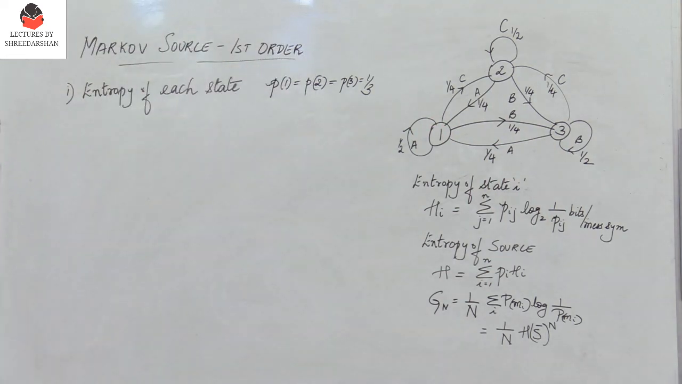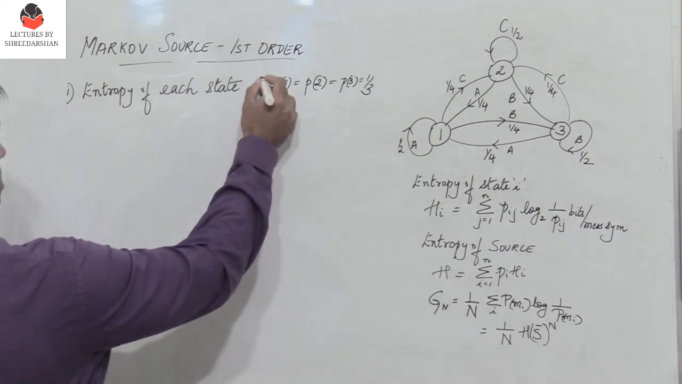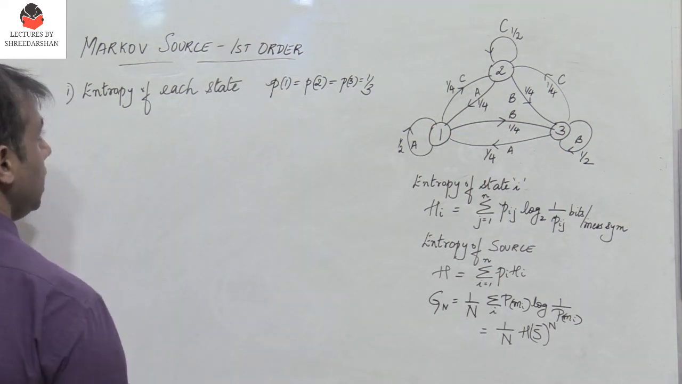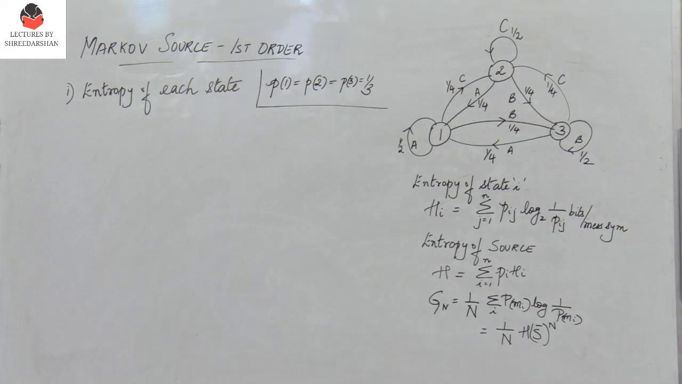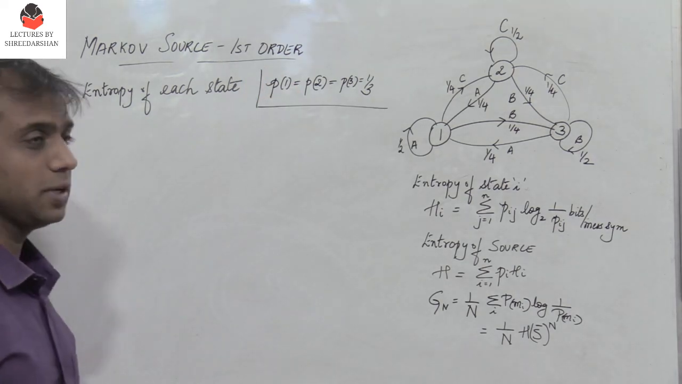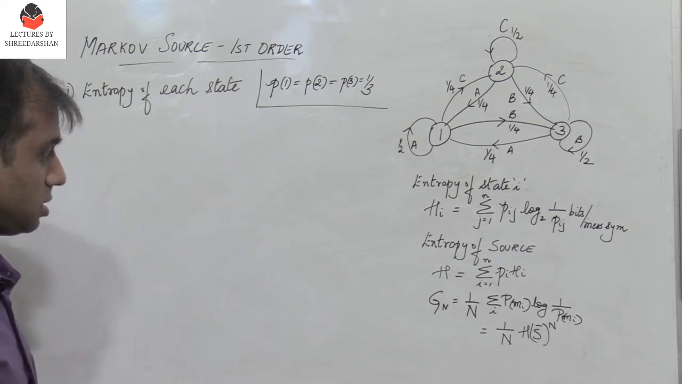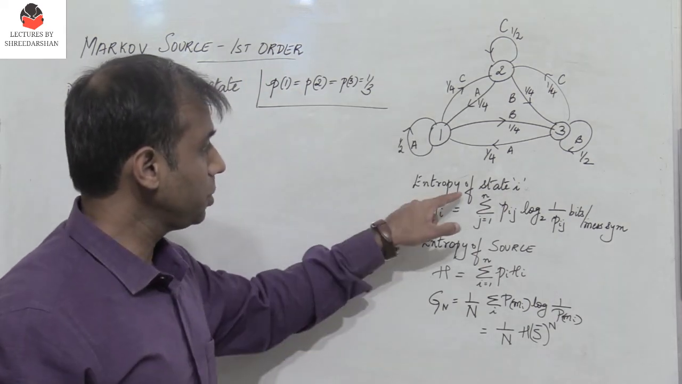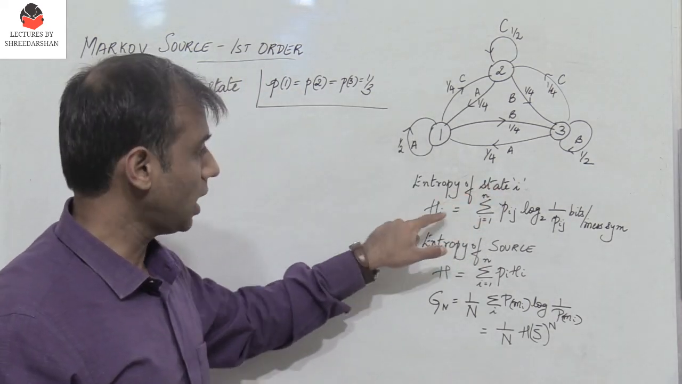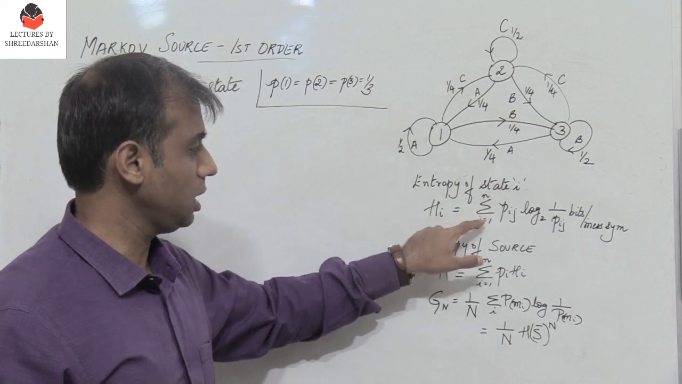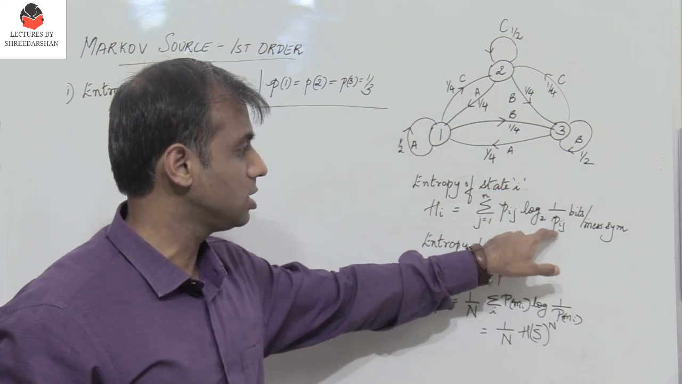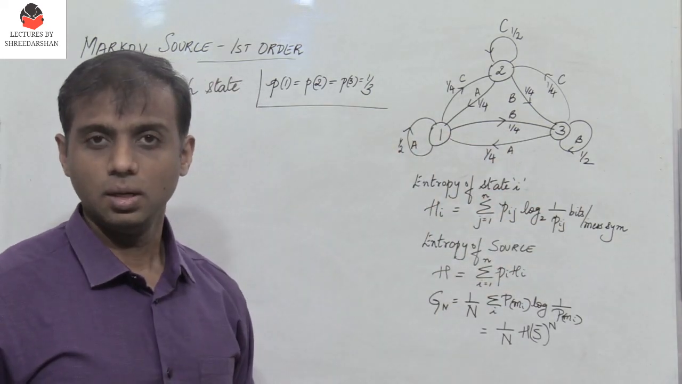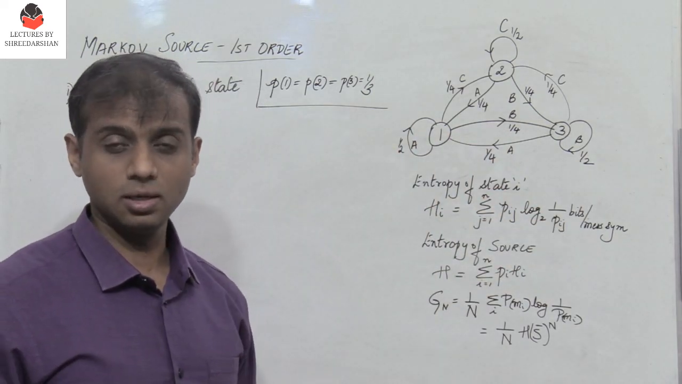Alright? Okay. So what is the first thing which is being asked? The first thing which is being asked is we need to find the entropy of each state. Now how do you find the entropy of each state? The entropy of each state is given by this expression. Now the entropy of state i is H of i equals summation j equals 1 to n P_ij log to base 2 of 1 by P_ij bits per message symbol. Now if it does look complicated, it isn't.